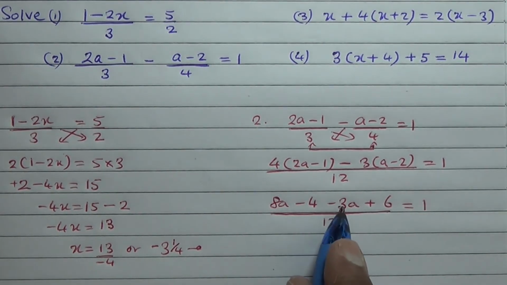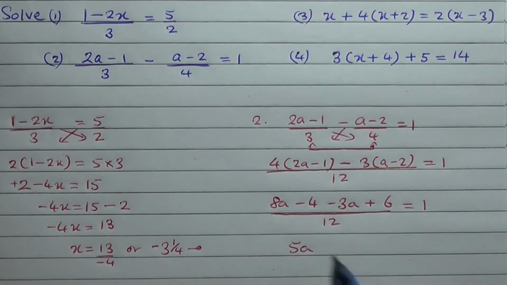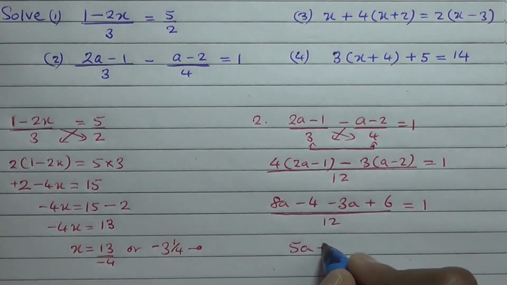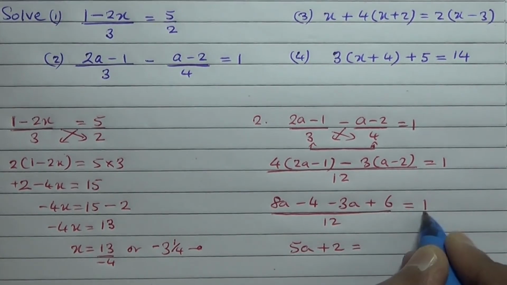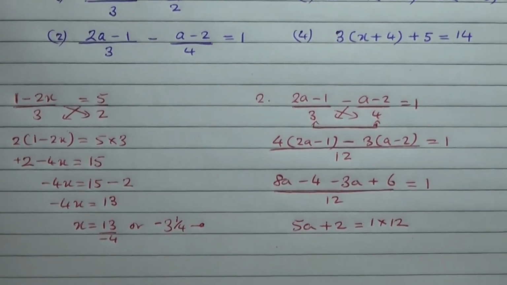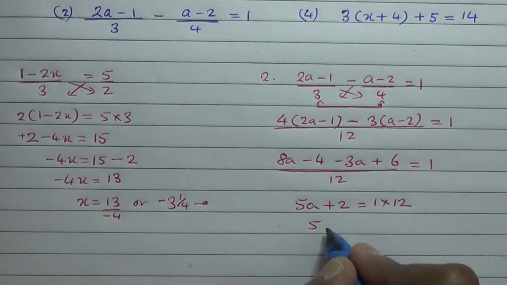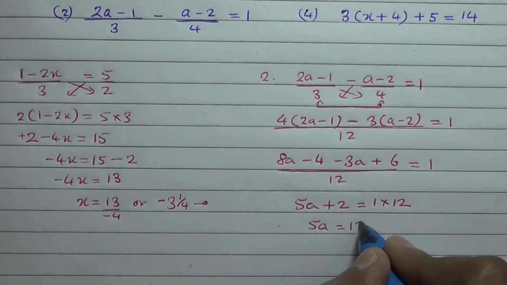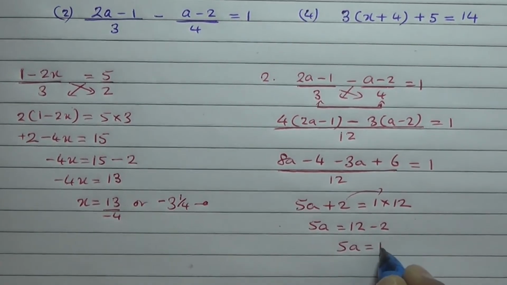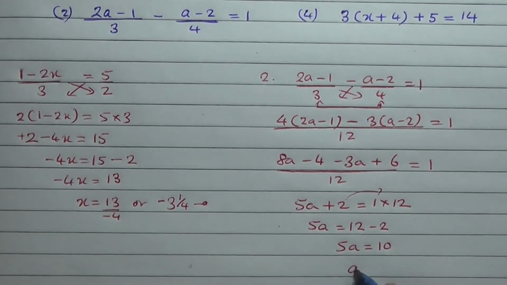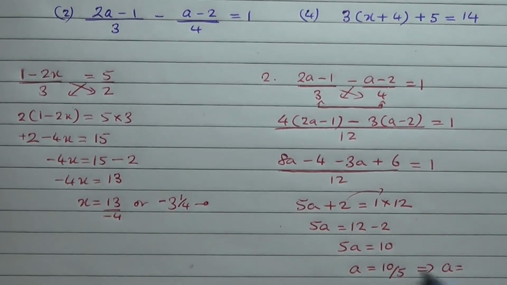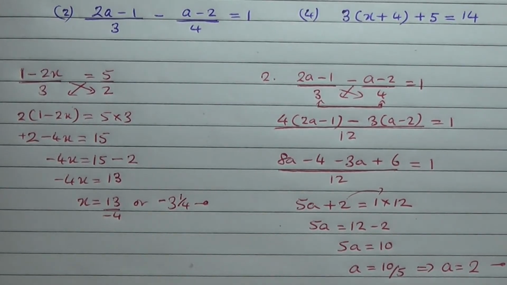8a minus 3a. That's going to become 5a. And then you've got 6 minus 4, which is then 2. And on the other side you can send the 12 here. It becomes 1 times 12. So what we're saying then is that 5a plus 2 is equal to 1 times 12 is 12. The 2 can go on the other side, becomes minus, and 5a is equal to 10. You end up with a is equal to 10 divided by 5, meaning that a is equal to 2. Here we are, that's your answer.